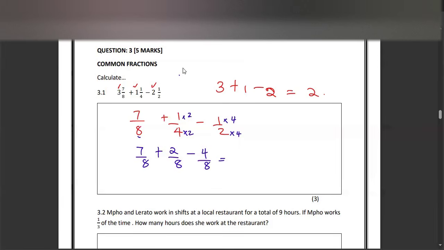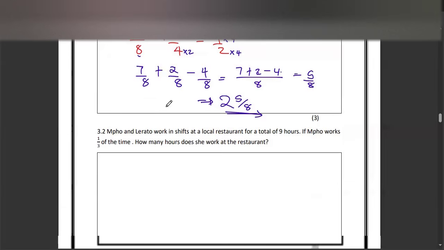Then we can do everything at once on the top. So 7 plus 2 minus 4. We know that 7 plus 2 is a 9. 9 minus 4 becomes 5 over 8. Now our final answer will be this whole number, which is 2, and then 5 over 8. And then that becomes the answer.